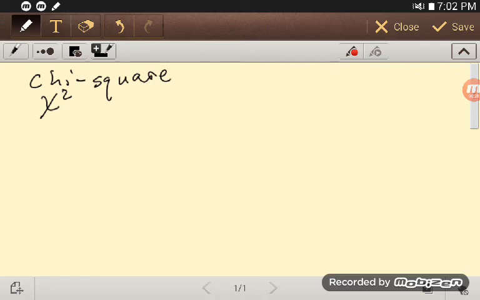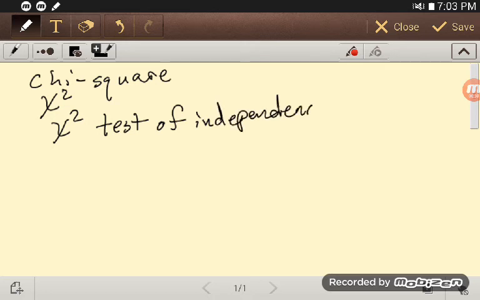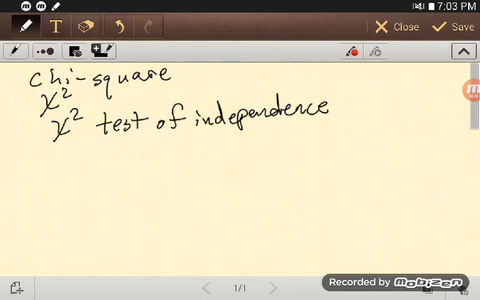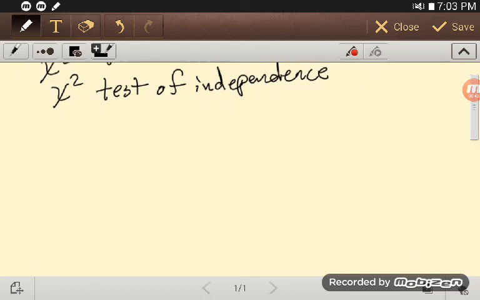And we'll start with the chi-square test of independence. Okay, so we'll look at that one first. And again, what we want to do is just look at a simple case.